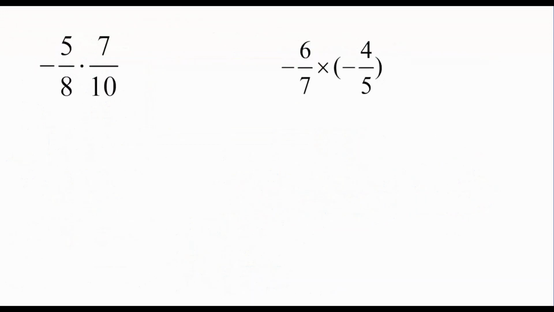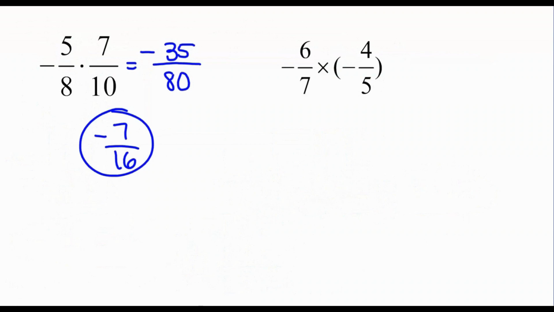So negative 5/8 times 7/10. We're going to multiply the numerators together. This is a negative times a positive, so I know it's going to be negative 35/80. Now this can be simplified. These are both divisible by 5, and that is negative 7/16 when I simplify it.